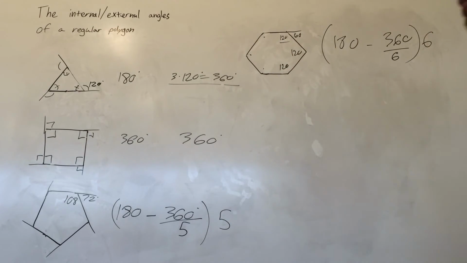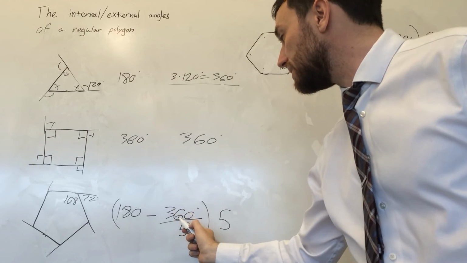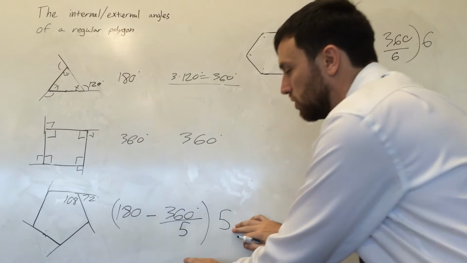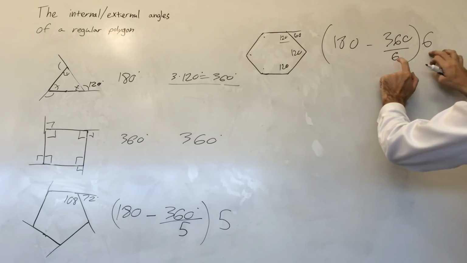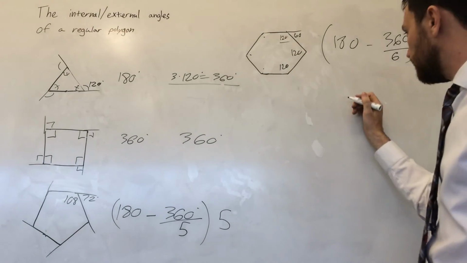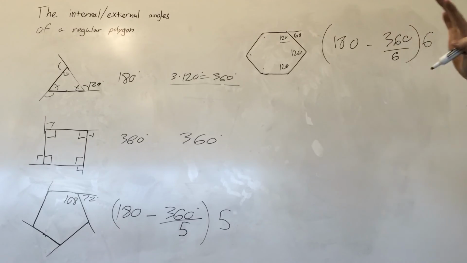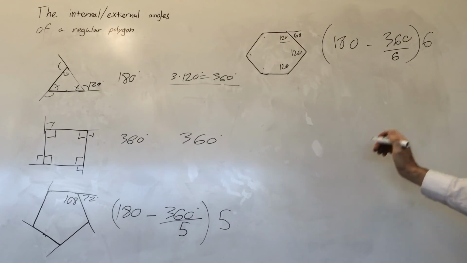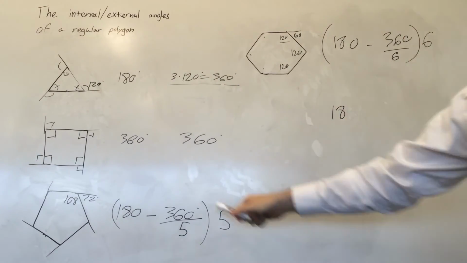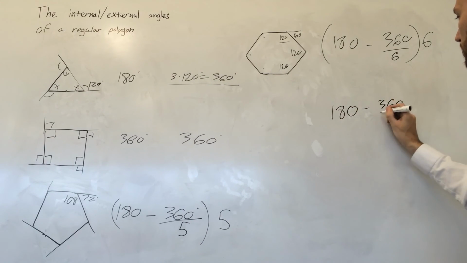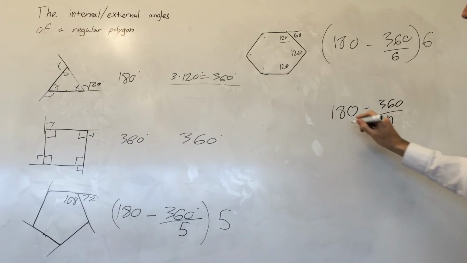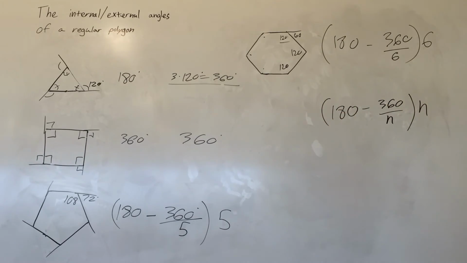Now we'll notice a pattern here. So 180 minus 360 divided by 5, multiplied by 5. So 5-sided, we get 5s here. 6-sided, we get 6s here. So for n-sided, we don't know how many sides we have, but we know it's a regular polygon. 180 degrees minus 360 degrees divided by n for number of sides, all multiplied by n.